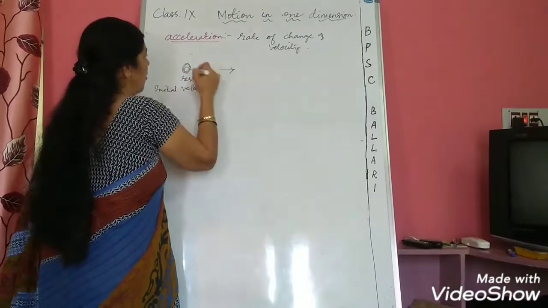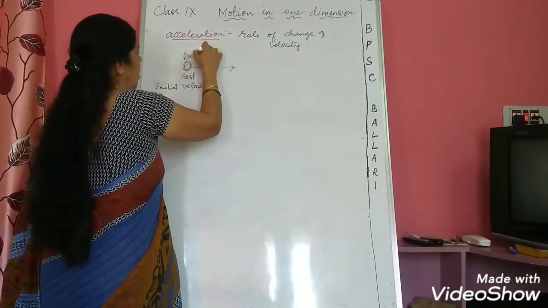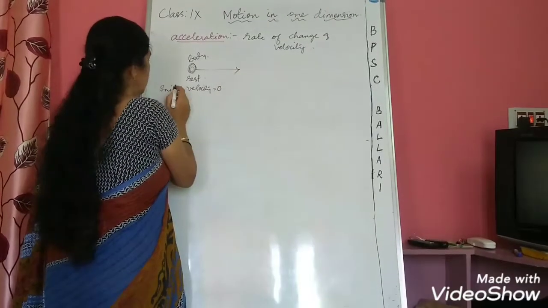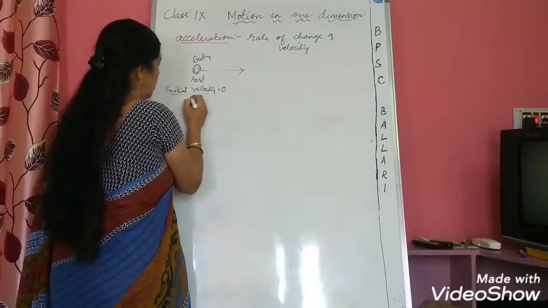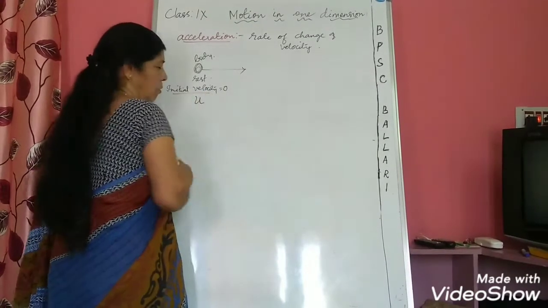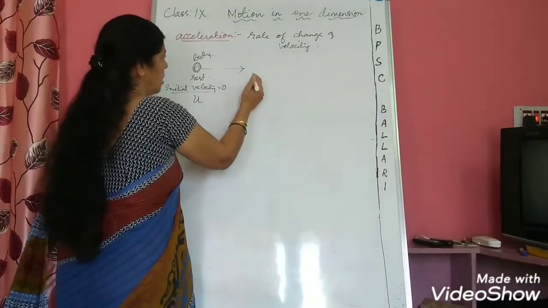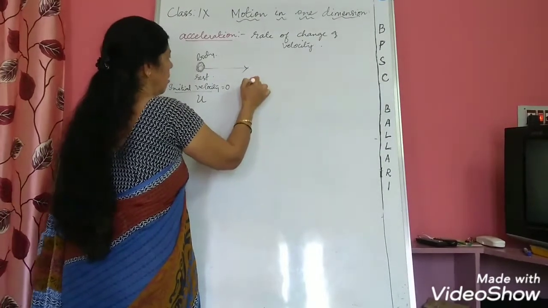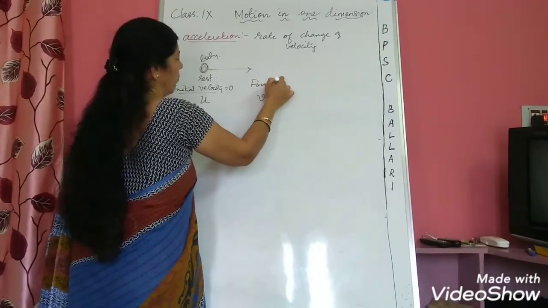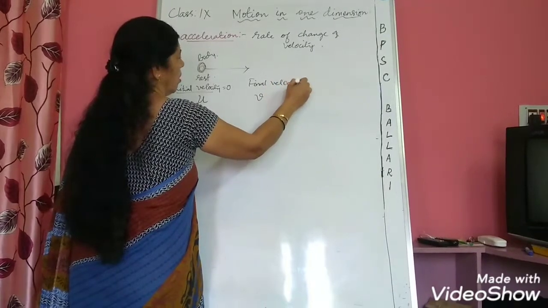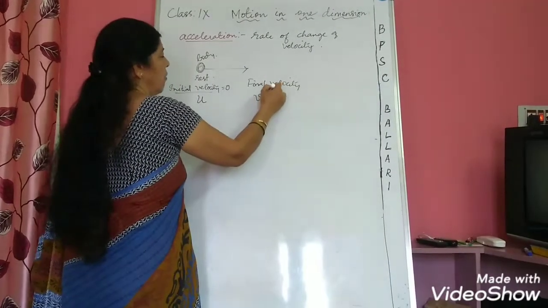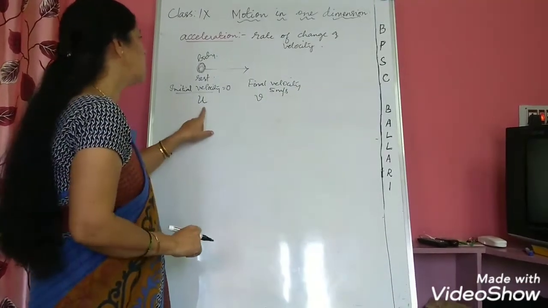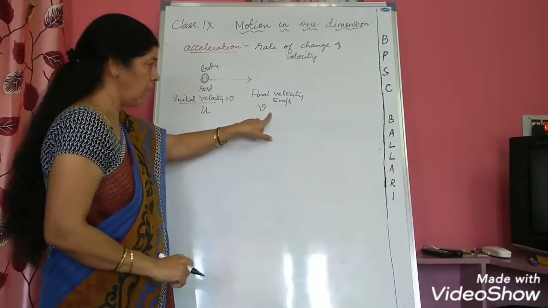If the body starts moving, then the body will have certain velocity. Suppose I will call this initial velocity as u. Then its velocity changes. I will call this velocity as v. That is called final velocity. It can be anything. It can be 5 meters per second or 10 meters per second. So here you can observe that there is a change in the velocity.